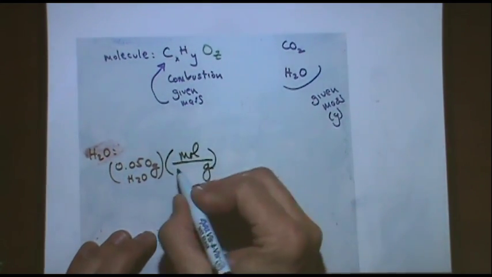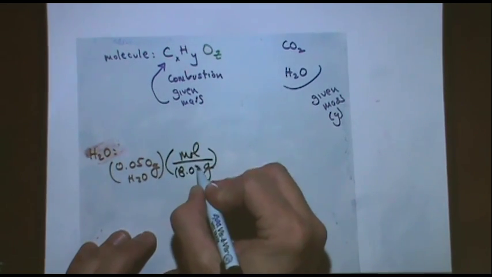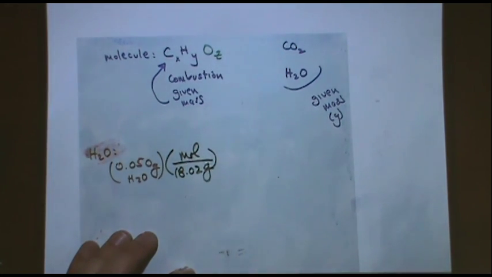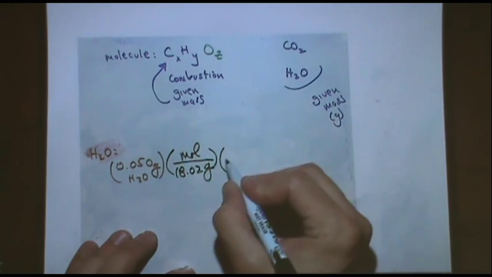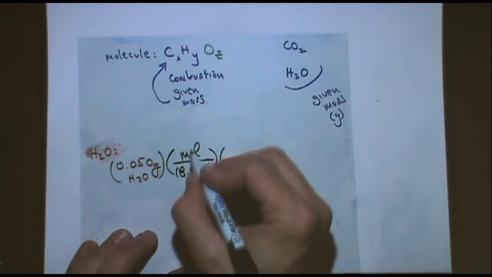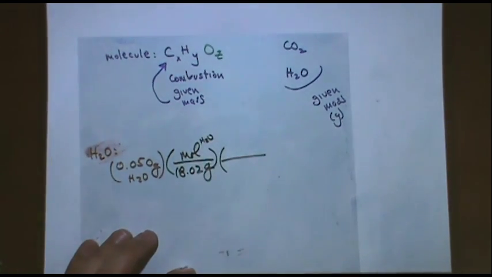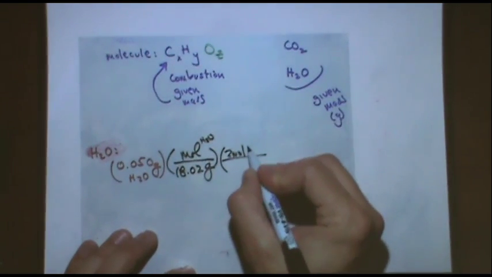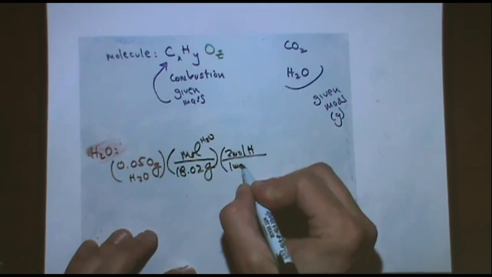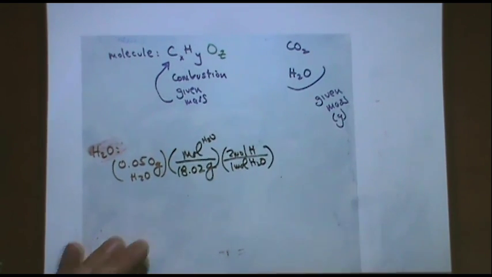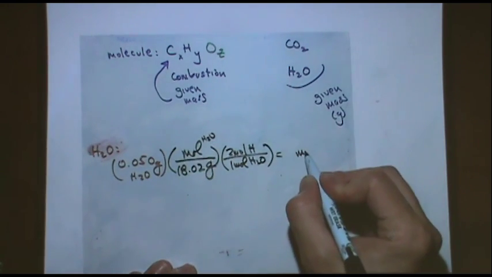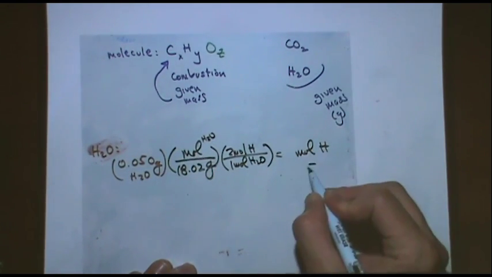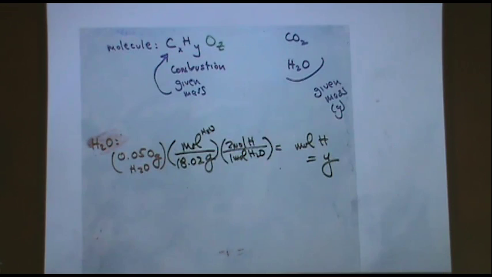Okay, so the molar mass of H2O is 18.02 grams from the periodic table. So get that from the periodic table. Then this is moles of H2O. You need moles of hydrogen. There are 2 moles of hydrogen for every 1 mole of H2O. Or in other words, there's 2 hydrogen atoms in a water molecule. So this will get you to moles of hydrogen, and that's going to equal Y. So that'll be a number, and you'll go through that calculation.